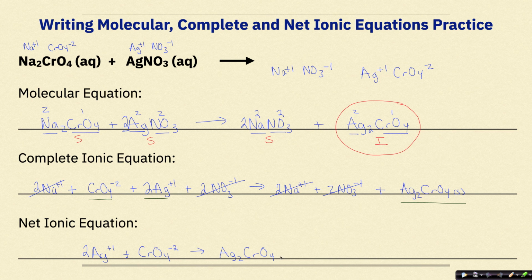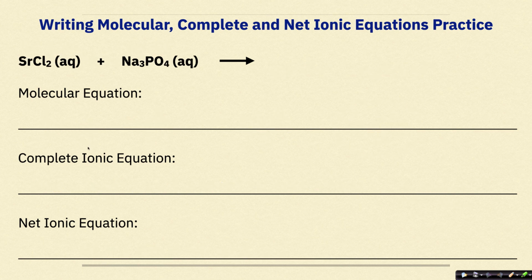So that's example 1. For our next example, we have SrCl2 and Na3PO4. All right, let's see what type of magic we can make happen here. So we know Sr is going to have a charge of plus 2. Cl is going to have a charge of minus 1. Na is plus 1. And PO4 is minus 3.